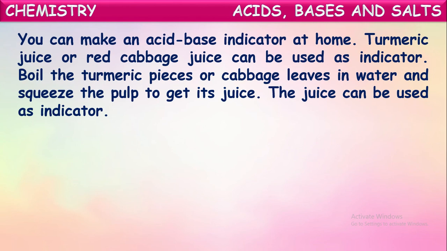We can also make acid base indicators at our home. Yes, not only litmus, phenolphthalein and methyl orange, some other natural indicators we can also prepare at our homes. For example, turmeric juice or red cabbage juice can be used as natural indicators. If you boil the turmeric pieces or cabbage leaves in water and squeeze the pulp to get its juice, this juice can be used as an indicator.